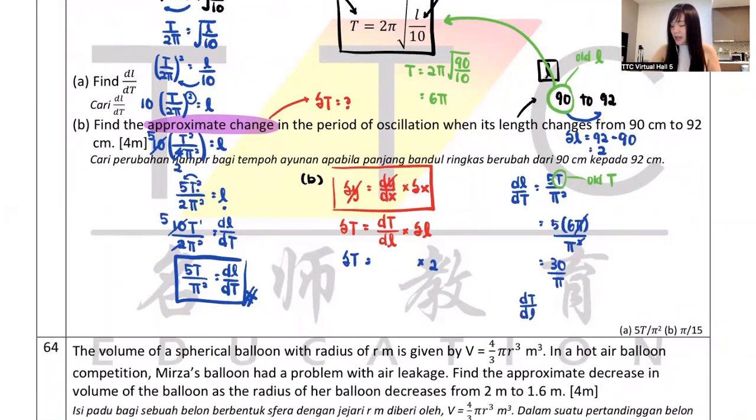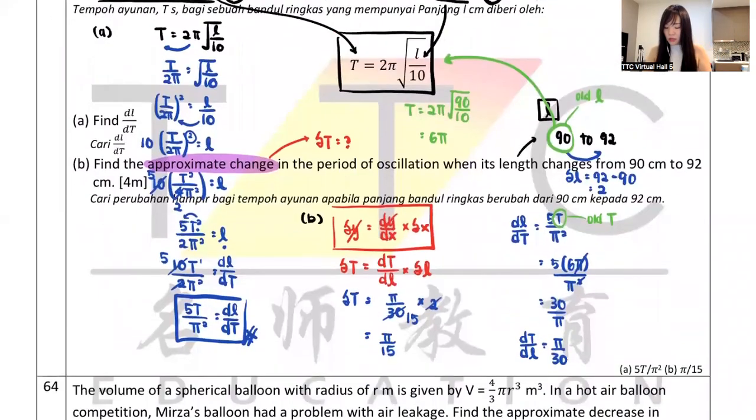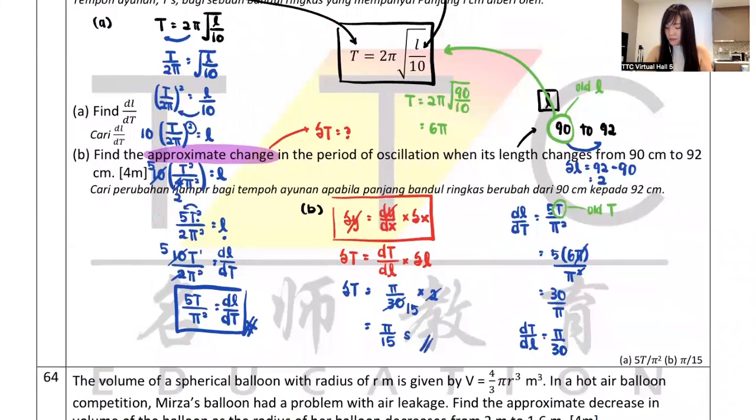Then my dT/dL is upside down, π over 30. So dT/dL is π over 30. So this one and this one cancel, I left 50, and I get the answer π over 15. The T, you need to use seconds. Isn't it the answer, π over 15 seconds? Done. Yay, done.